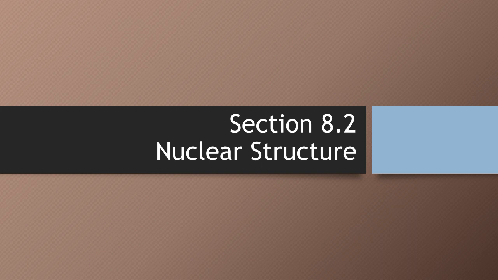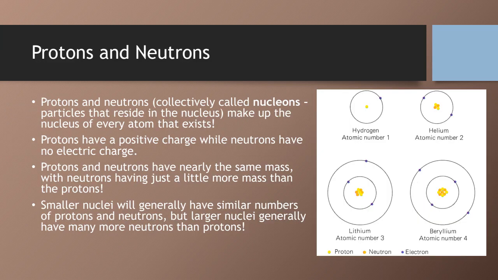So in section 8.2, we're going to talk a bit about the structure of the nucleus. Protons and neutrons reside in the nucleus. We collectively call them nucleons. And they make up the nucleus of every atom that exists.